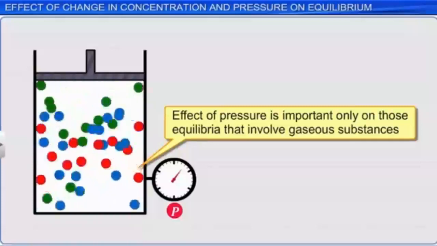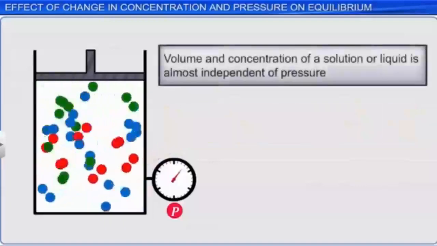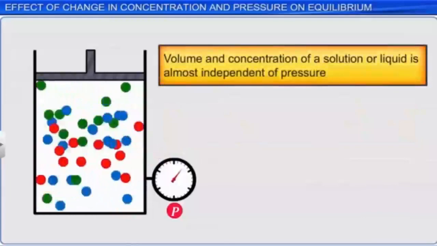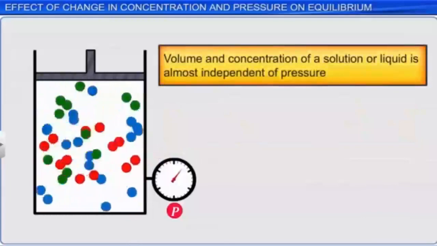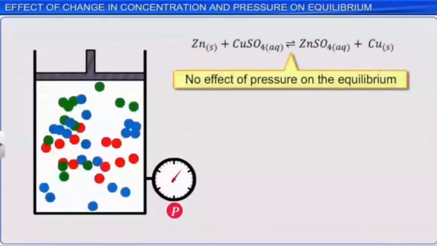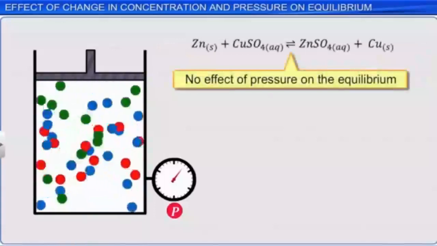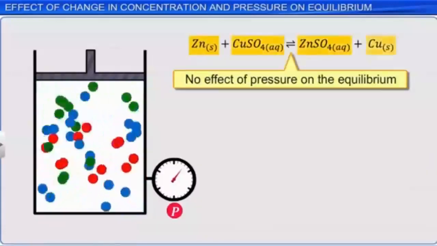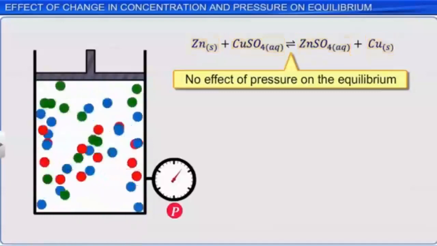This is because the volume and concentration of a solution or liquid is almost independent of pressure. For example, pressure has no effect on the equilibrium reaction between solid zinc and aqueous copper sulfate to give zinc sulfate and copper, which involves only solid and liquid phases.